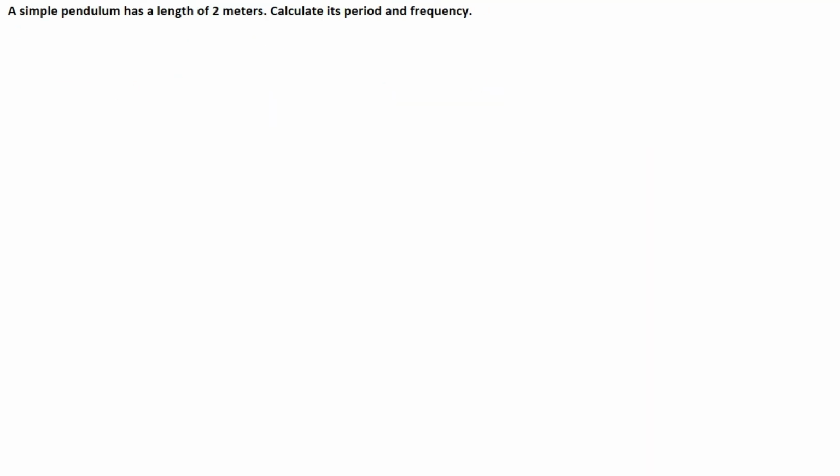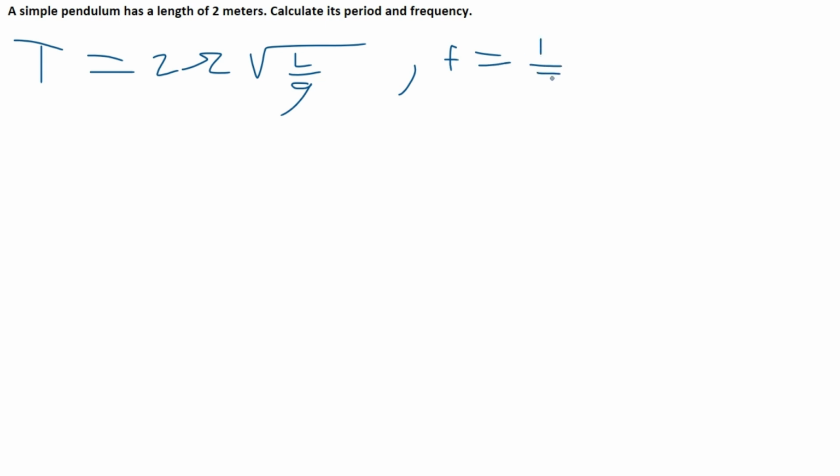Next up, a simple pendulum has a length of 2 meters. Calculate its period and frequency. So this should be a fairly simple example. The period of a pendulum is given by 2 pi multiplied by the square root of its length divided by the acceleration due to gravity. Meanwhile, the frequency is the inverse of the period. So we can just solve for the period first and then take the inverse to get the frequency.